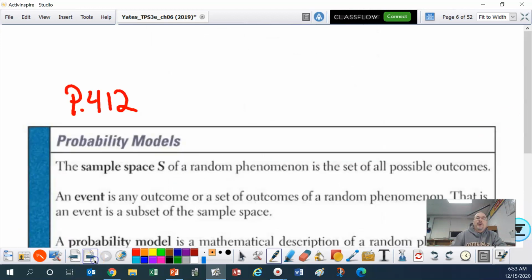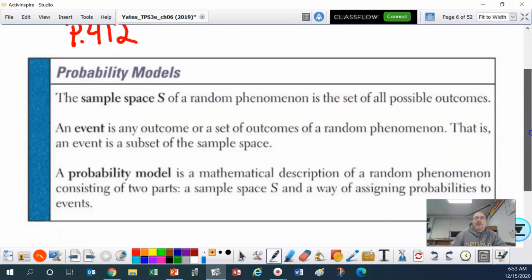Probability models. The sample space S of a random phenomenon is the set of all possible outcomes. So that capital S is going to represent our sample space. We'll look at that when we look at this handout that I'm going to give you, or this next part. If we had a handout, if I was able to give it to you, what we would do.